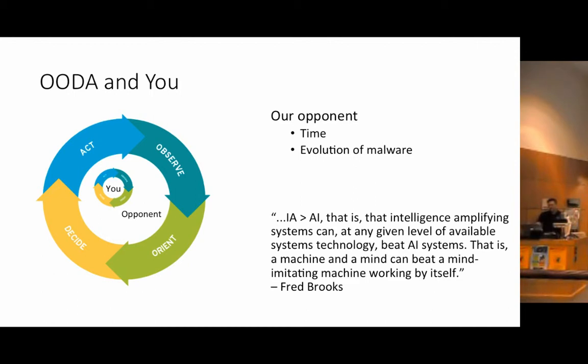So an intelligence amplifying tool is always greater than an artificial intelligence tool. A human's always going to be smarter than a machine, but a human assisted by a machine is always going to win over everything, right? That's the trump card. And that's how we approach this problem from DARPA.